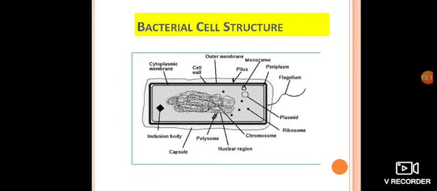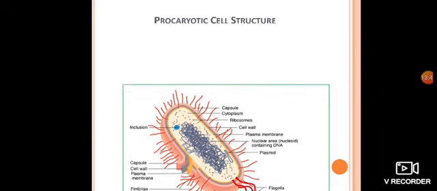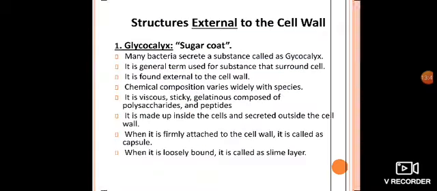And if we consider the plasmid, then ribosome, then the chromosome, then the nuclear region, then the external environment, it is considered a capsule, then internal different types of bodies, and very important, the cytoplasm, cell wall, then pili. We already discussed pili and all. So these are all the parts of the bacterial cell, the prokaryotic cell structure.